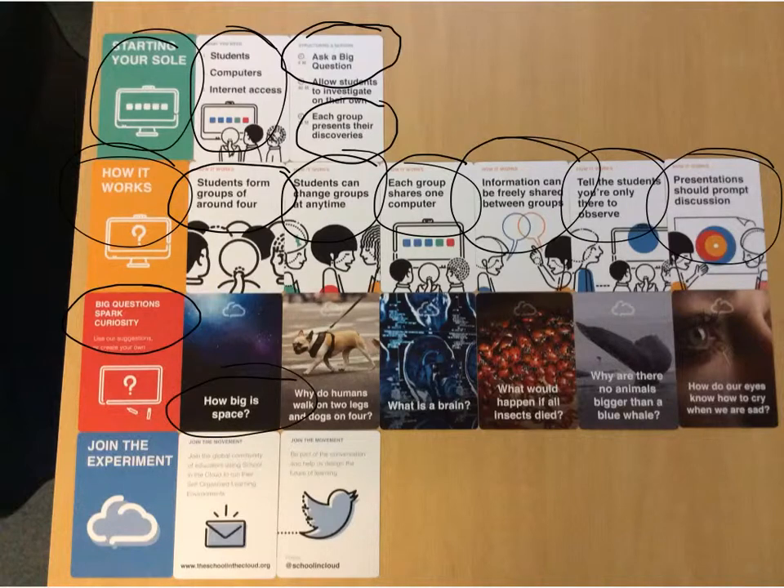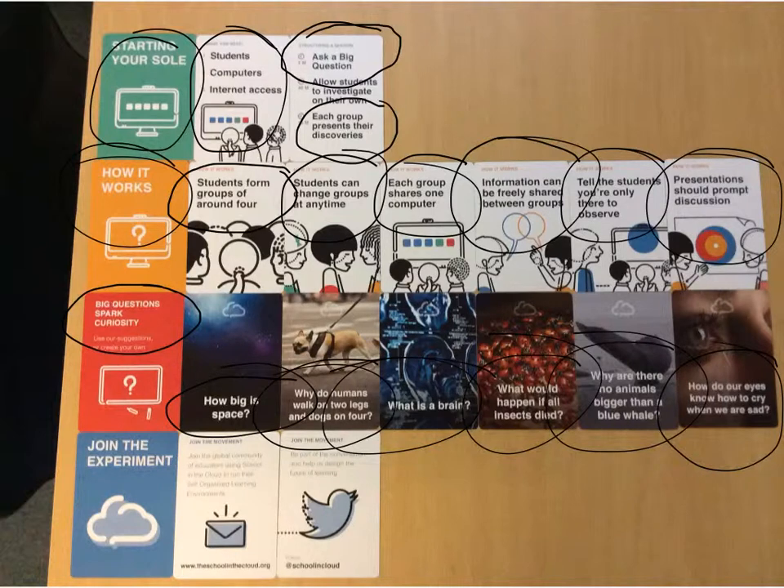How big is space? Why do humans walk on 2 legs and dogs on 4? What is a brain? What would happen if all insects died? Why are there no animals bigger than a blue whale? And my favourite of all, how do our eyes know how to cry when we are sad?